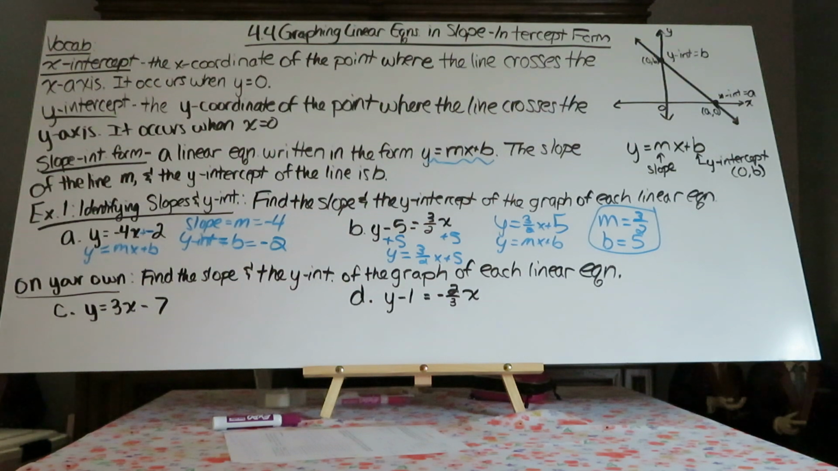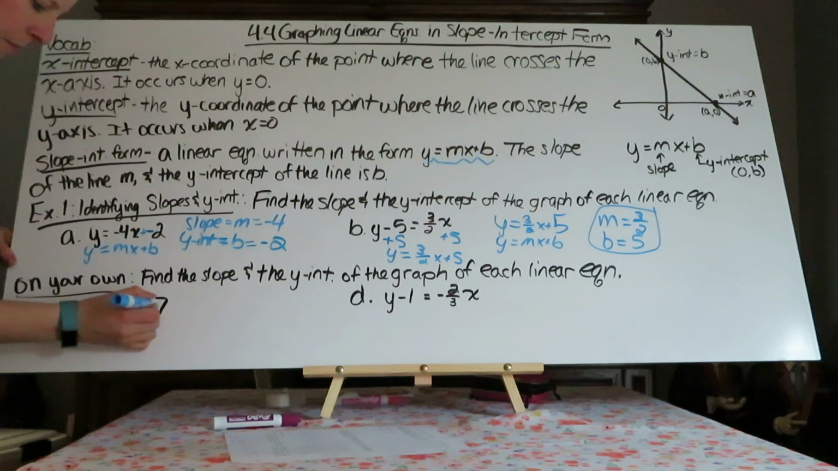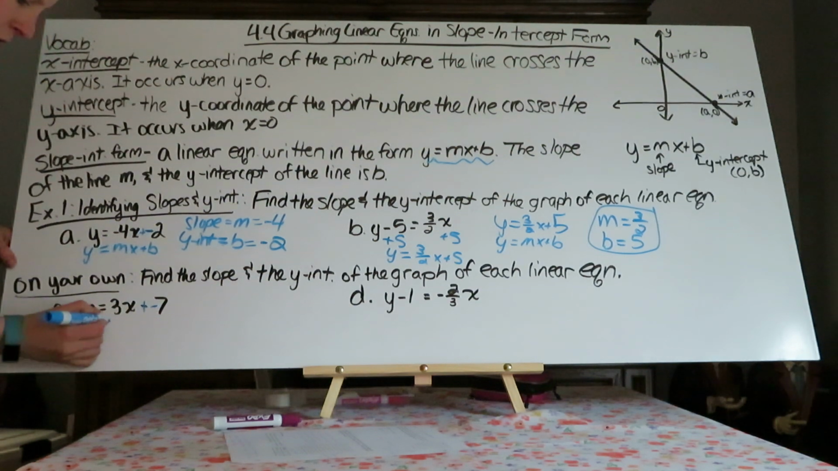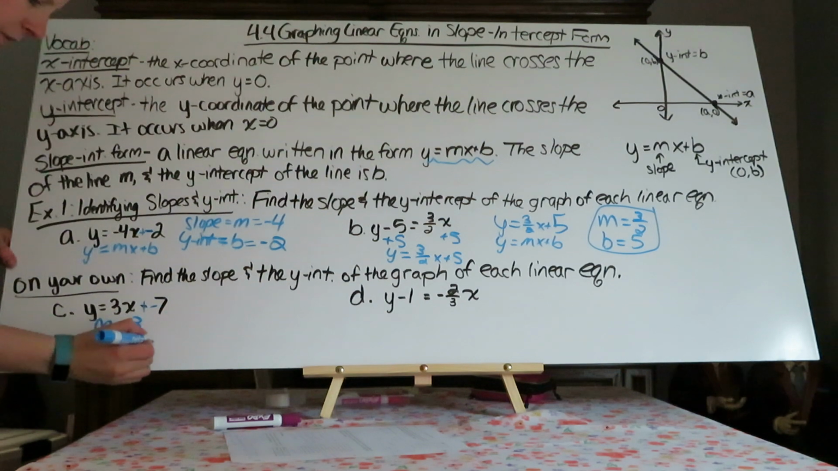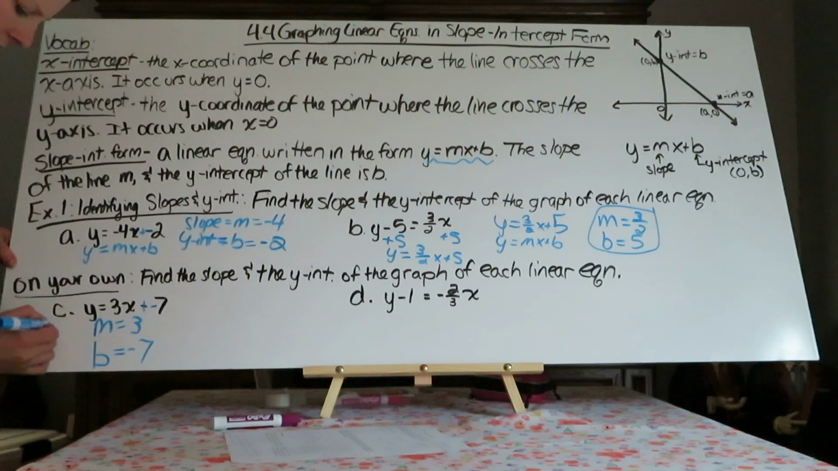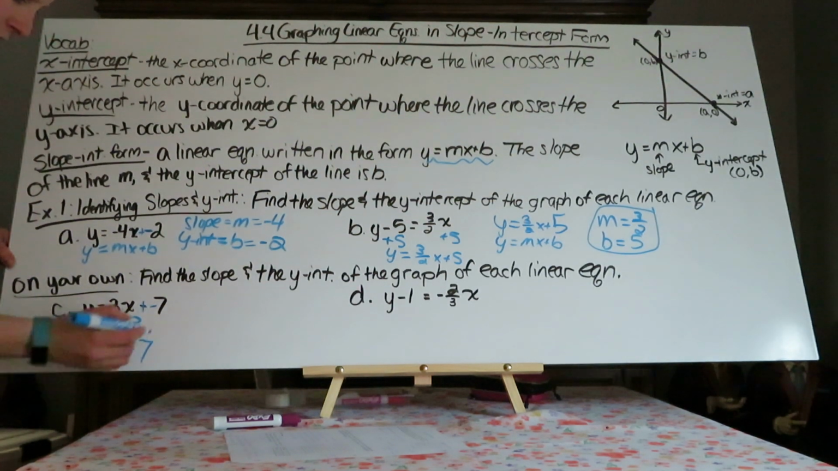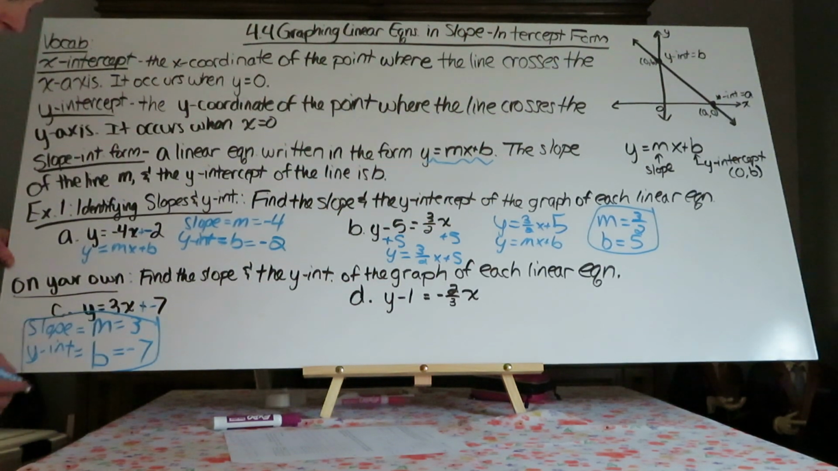All right, so y equals 3x minus 7. Your slope, well, let me make that plus b. Your slope equals 3. Your y-intercept equals -7. You can still write out the word slope. You can always write that out if you prefer. Completely up to you, but you can also put that m is slope and b is the y-intercept.